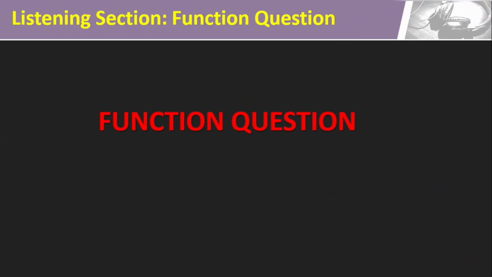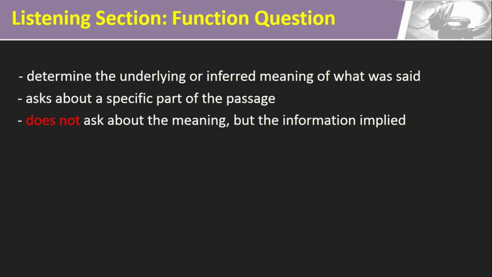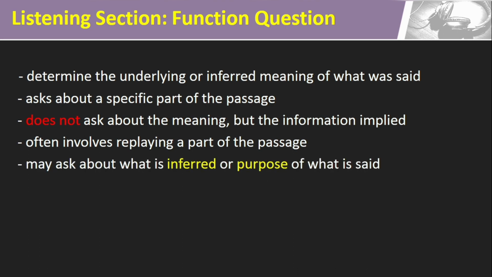Function question asks a test taker to determine the underlying or inferred meaning of what has been mentioned in the passage. This question type usually asks about a specific part of the passage, sometimes even a single word. However, it does not ask about the meaning of the word, but rather the information implied by how the speaker says them. Function question often involves replaying a part of the passage, or the topic of the question, and then will replay just the topic. In addition, it may either ask what a speaker is inferring, or a purpose of a statement.